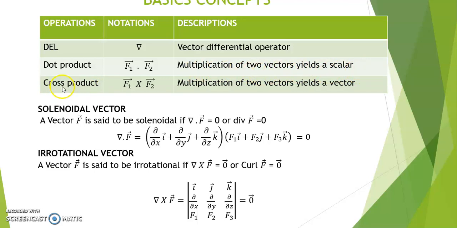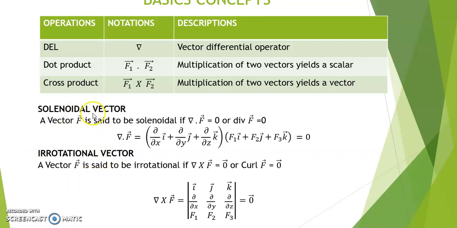What is a cross product? If you take a cross product of f1 vector and f2 vector, two different vectors, the multiplication of two vectors yields a vector. So always remember, a cross product answer will be a vector, whereas a dot product answer will always be a scalar without any direction. Next comes a very important concept: the solenoidal vector and the irrotational vector.